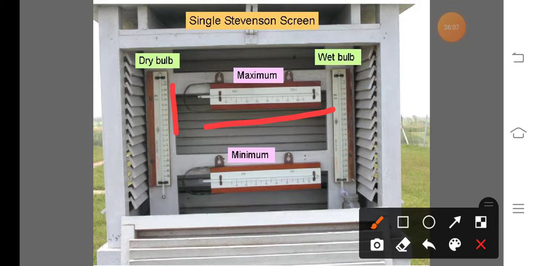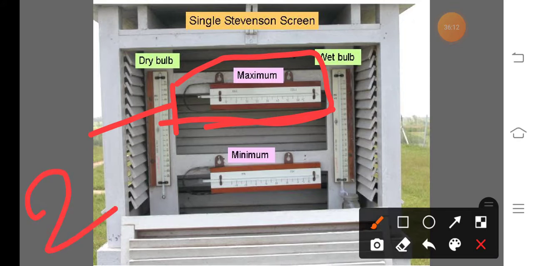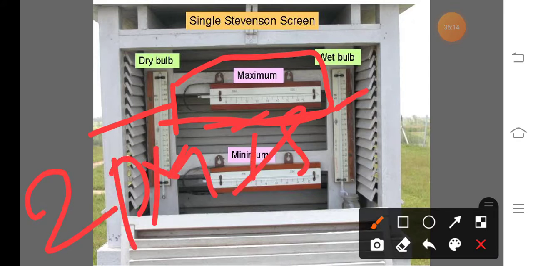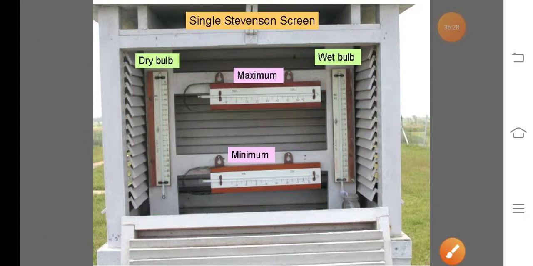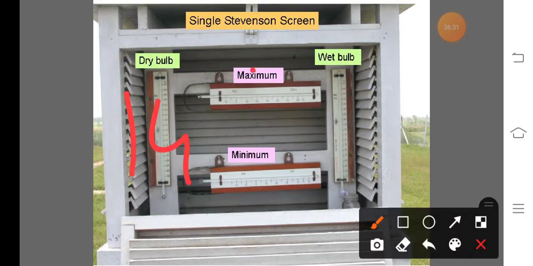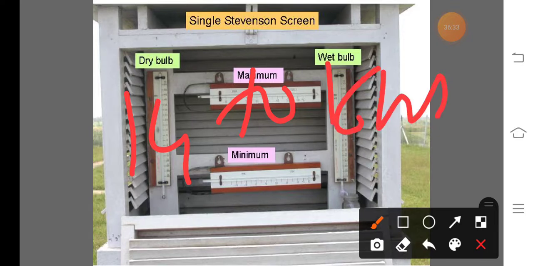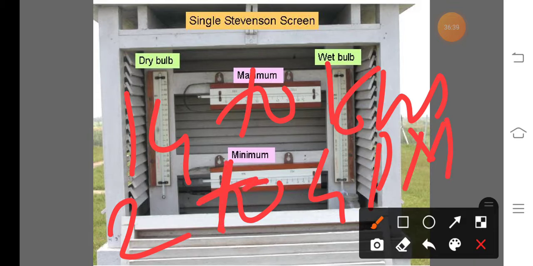And this maximum temperature is recorded at 2 PM of Indian Standard Time. That means 14:00 Indian Standard Time. At that time, the maximum temperature is recorded, and the maximum temperature generally occurs in between 14 to 16 hours. That means 2 to 4 PM. In between, the maximum temperature is recorded, and exactly maximum temperature is recorded at 3 PM.